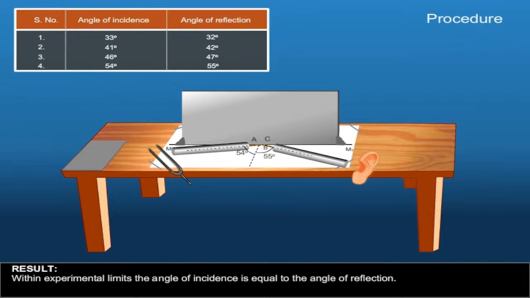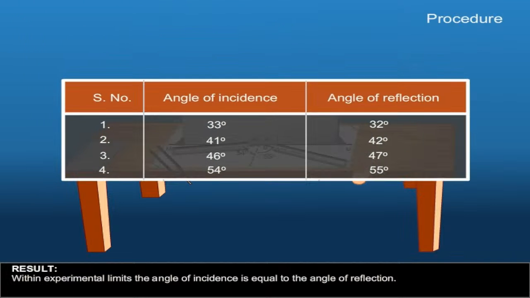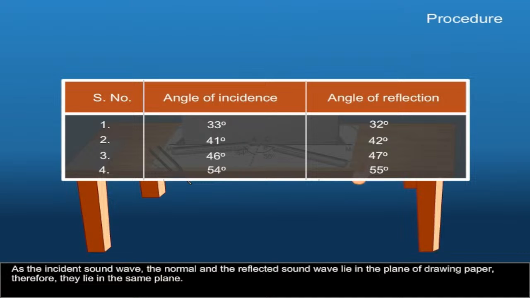Result. Within experimental limits, the angle of incidence is equal to the angle of reflection. As the incident sound wave, the normal and the reflected sound wave lie in the plane of the drawing paper, therefore, they lie in the same plane.